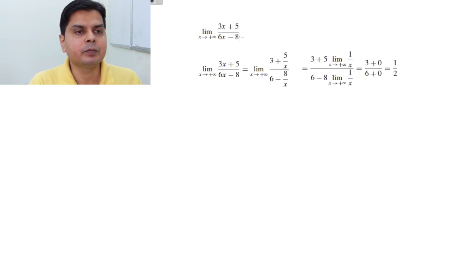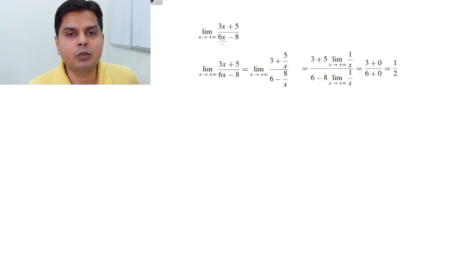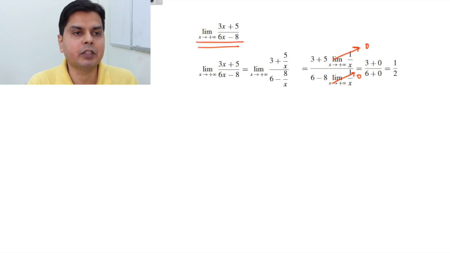Let's see one example based upon this principle. Suppose I have to find the limit as x tends to infinity of (3x plus 5) by (6x minus 8). What I can do is divide both numerator and denominator by x. So I will have 3 plus 5 by x and 6 minus 8 by x. Now as x tends to infinity, this 5 by x will go to 0, that is, the limit as x tends to infinity of 1 by x is 0. Similarly this is 0, so I will be left with 3 by 6, that is 1 by 2, which is the limit of this rational function.